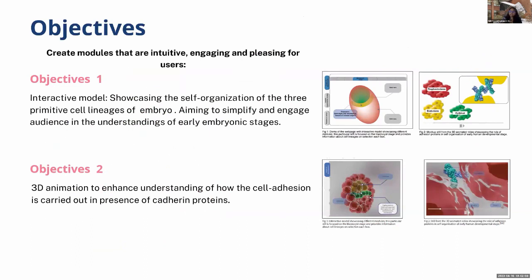The main objective was to create modules that are intuitive and engaging. The first objective was to create an interactive model to understand self-organization of the 3 primitive cell lineages of embryo. The second objective was to create 3D animation to enhance the understanding of how the cell adhesion is carried out in the presence of cadherin proteins.